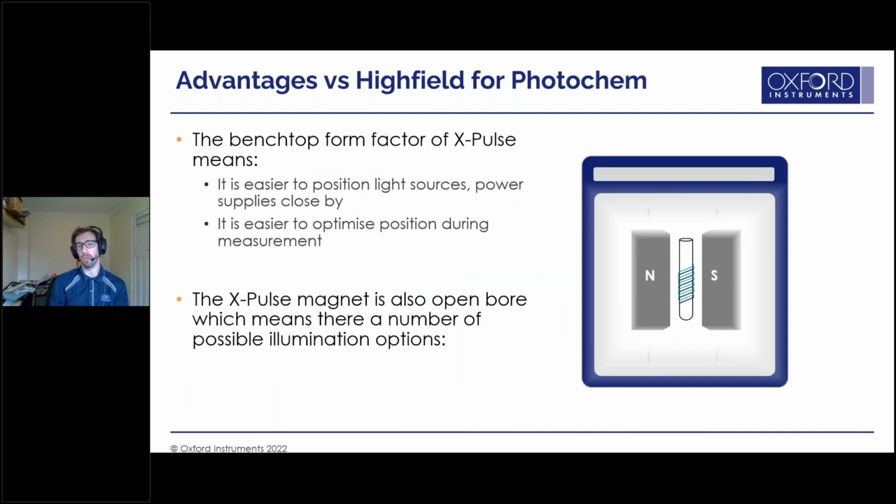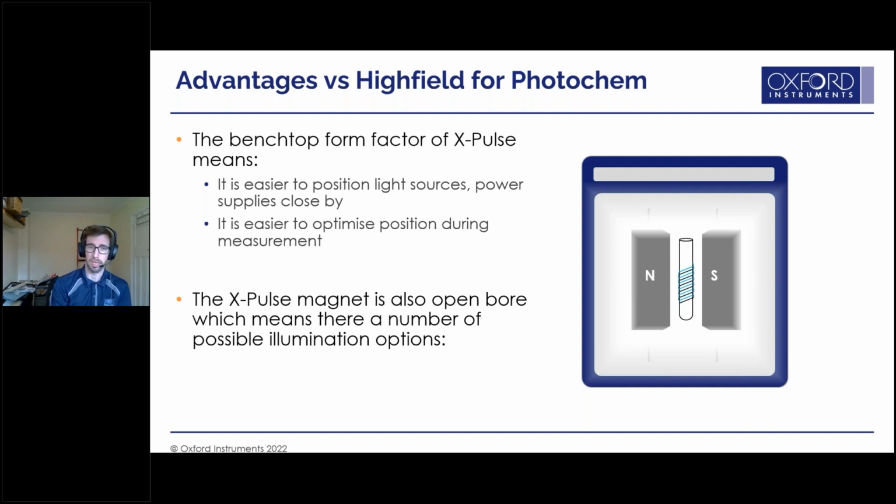Now, benchtop NMR in itself has a number of potential advantages versus high field for allowing you to do these photochemical experiments. When you're looking to position a light source, it's much easier to position a light source in or next to the spectrometer. You can potentially put those power supplies much closer to the instrument. And if you need to potentially adjust positioning during your measurements, then it's much easier to do that because it's right there next to you on the bench where you're doing your experiments. It's not in the middle of a large cryogenically cooled magnet.